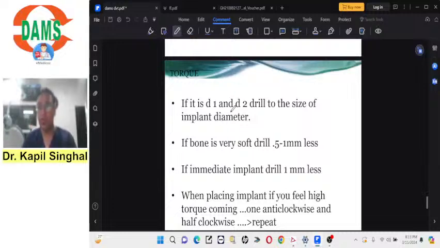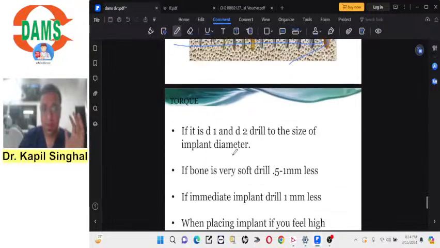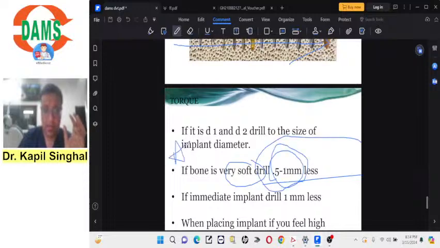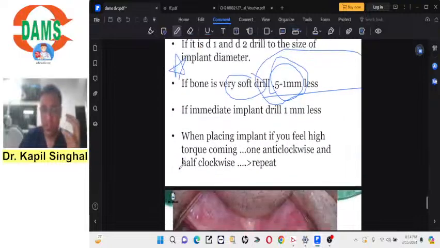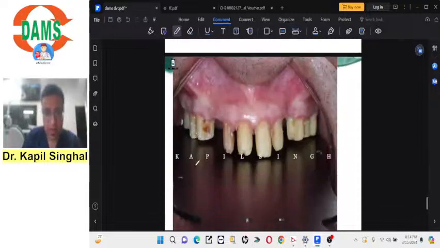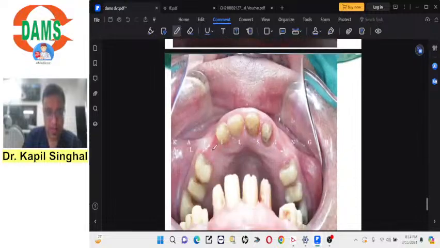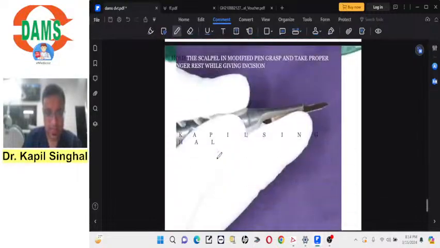So what you do is you drill less. Suppose if you want to place an implant of 5 mm diameter, you will drill 4 mm as diameter or 4.5 mm as diameter, and you will directly place an implant of 5 mm. So you drill less and you place an implant of wider diameter to achieve a good torque. So please remember, when the bone is soft, you drill 0.5 to 1 mm less to achieve good torque, to achieve good stability.